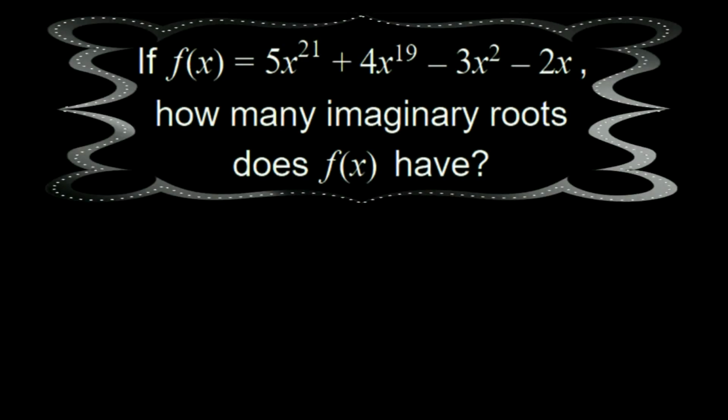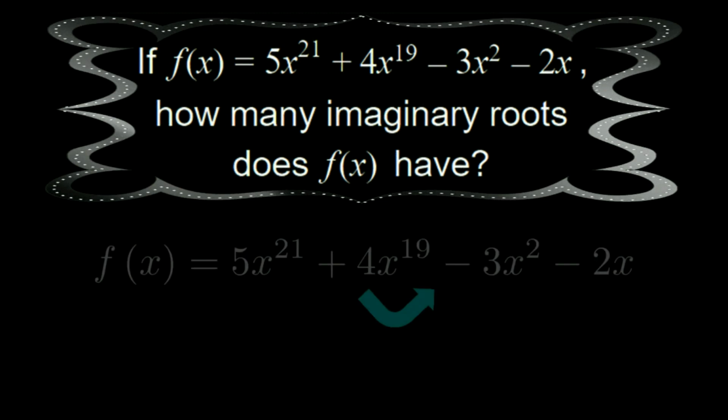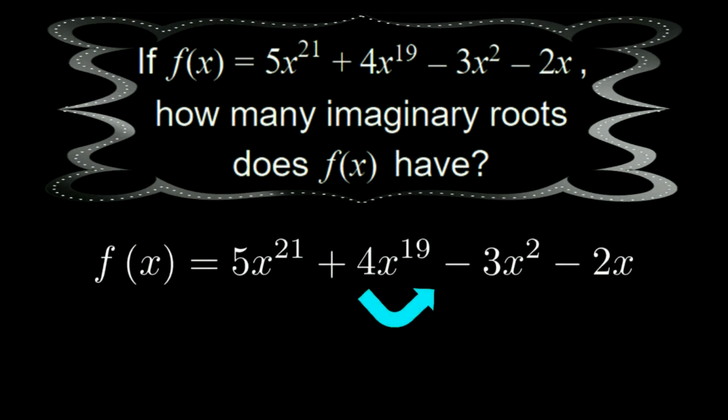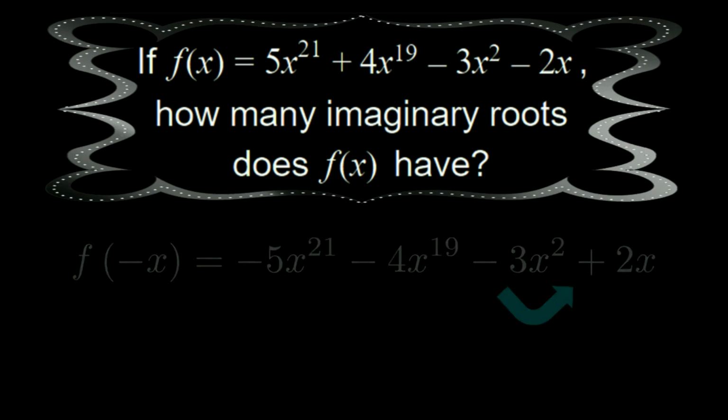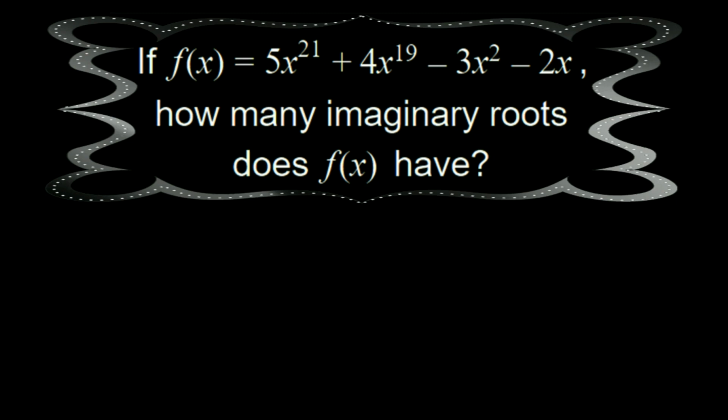Now, this question is the odd case where the rule of signs does help. There is only one sign change in f of x. Because there are no other possible solutions, we know for a fact that there is one and only one positive solution. Then f of negative x also has one sign change, so there must be one and only one negative solution. By the fundamental theorem of algebra, this equation must have 21 not necessarily distinguishable solutions.